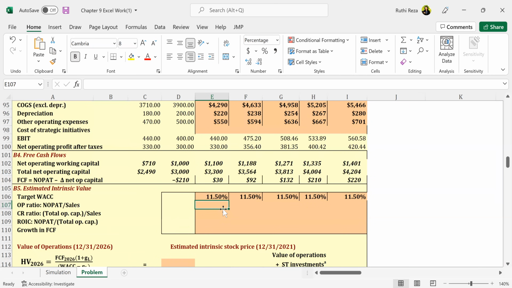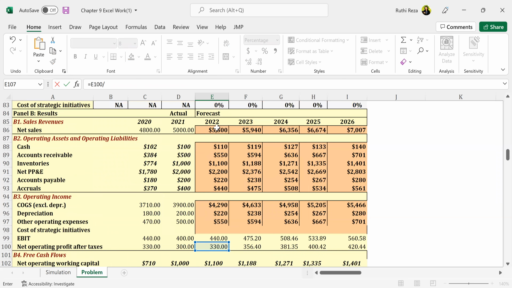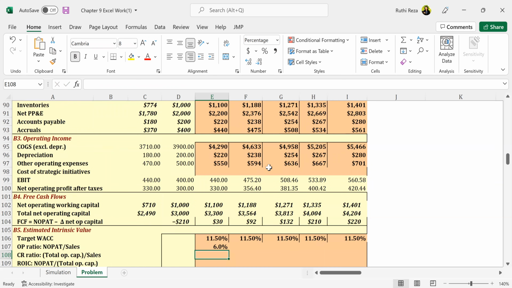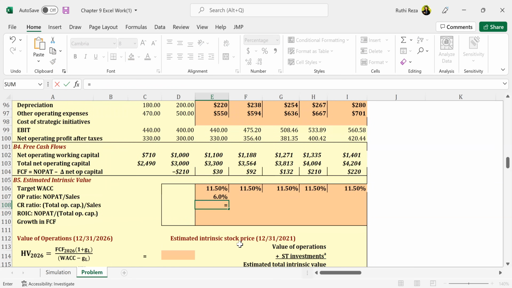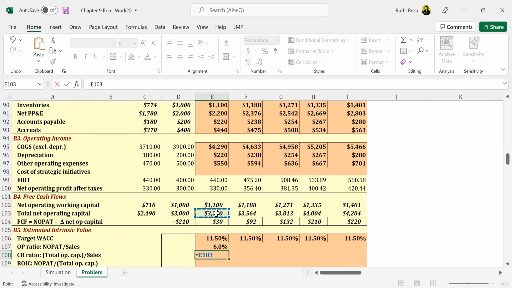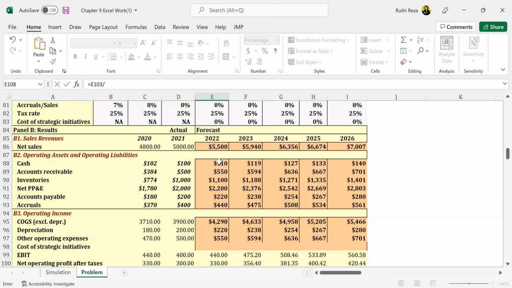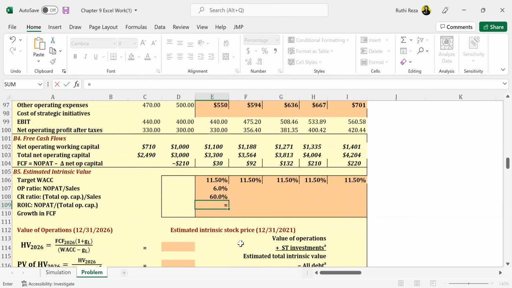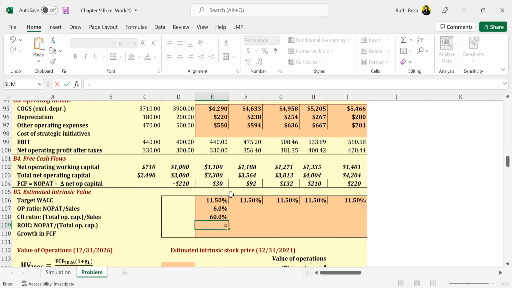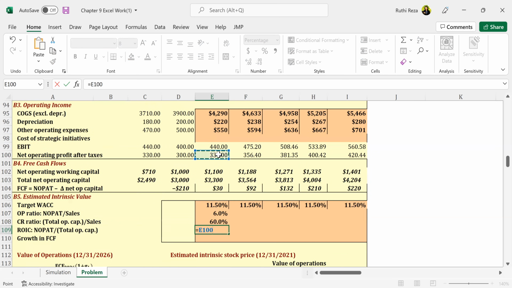Then operating ratio, which is NOPAT divided by total sales. Then capital ratio, total operating capital by sales. Total operating capital by sales, and then return on invested capital. So it is net operating profit after tax over total net operating capital.